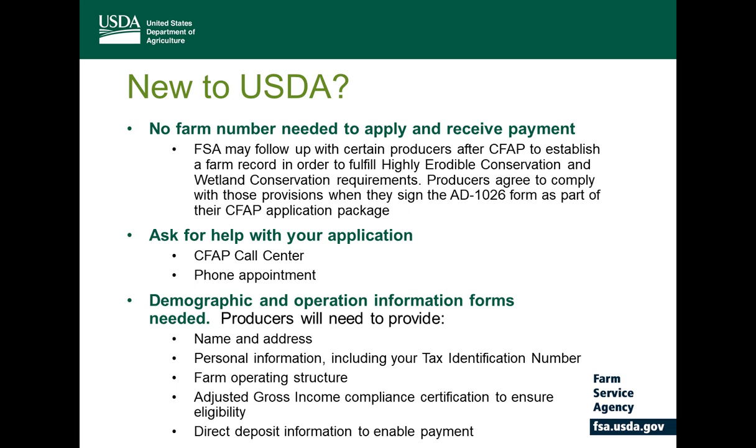I've pretty much covered this slide. I've talked about how you don't need to have that farm number. You may need it further down the line if there's a conservation compliance aspect to it. But there are some other forms that are available that you will need when you apply for the program. Some of these forms include the tax ID number, providing your personal information.